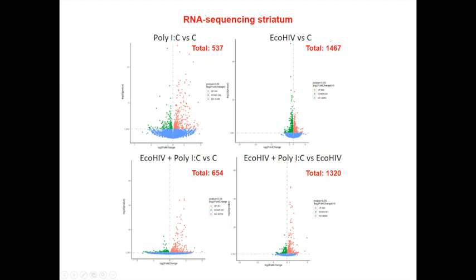The number of dysregulated genes is higher when we have the virus alone versus the control. And in infected mice treated with poly-IC, the number of dysregulated genes goes down. This only shows that in the two infected groups, with or without treatment, we have a lot of significantly dysregulated genes.